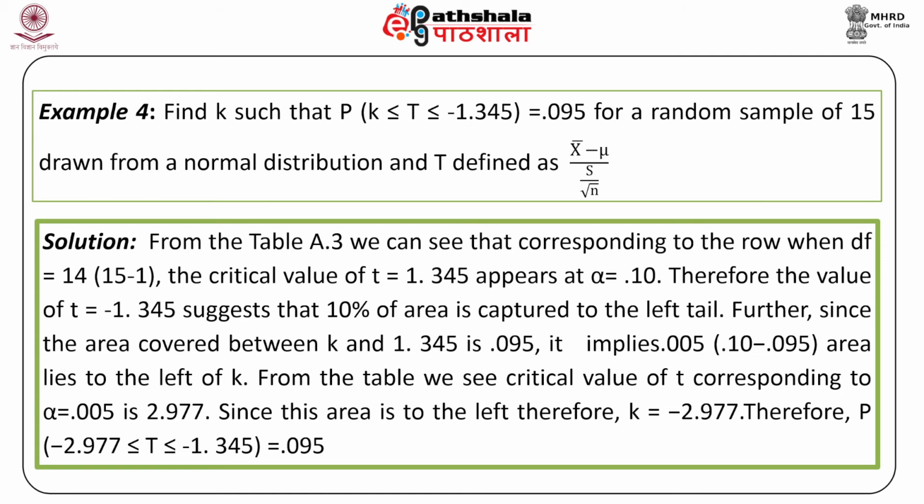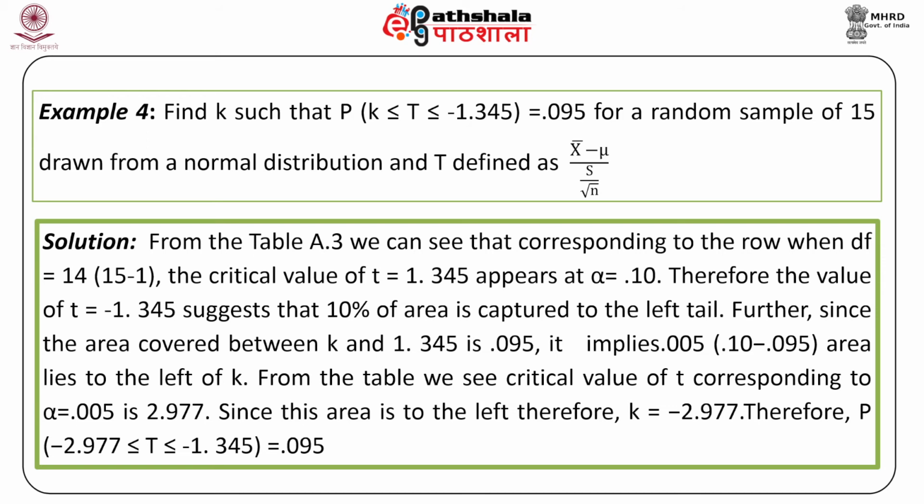So, what is the solution to this example? From table A.3, we can see that corresponding to the row when degrees of freedom is equal to 14, which is 15 minus 1, n minus 1, the critical value of t equal to 1.345 appears at alpha equal to 0.10. Therefore, the value of t equal to minus 1.345 suggests that 10% of the area is captured in the left tail.